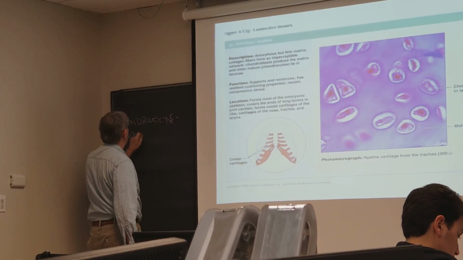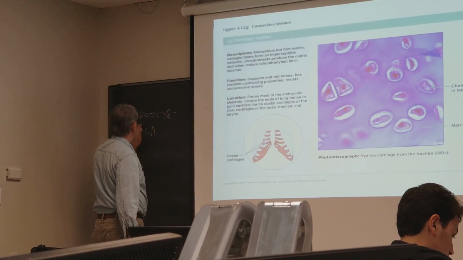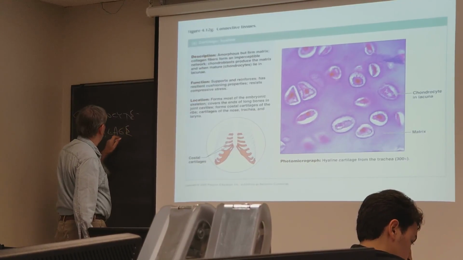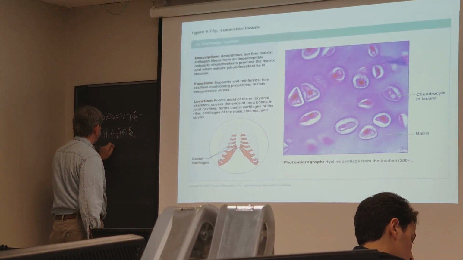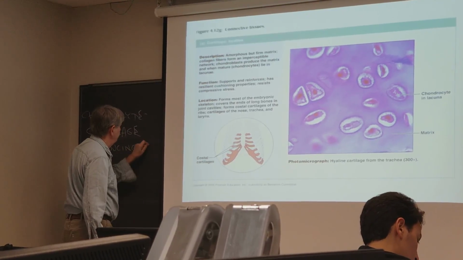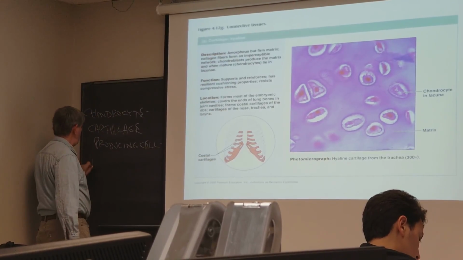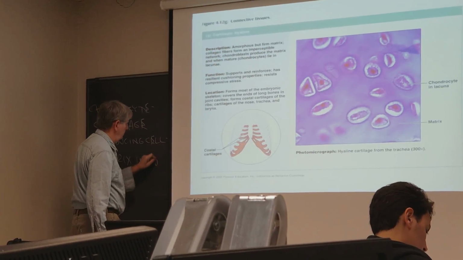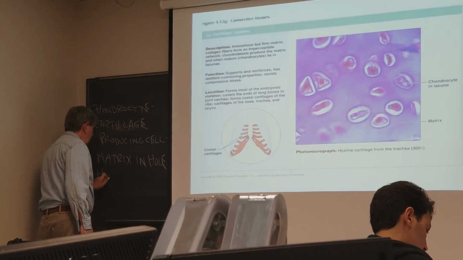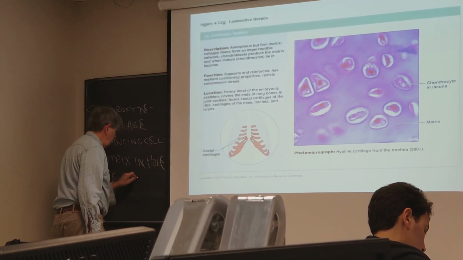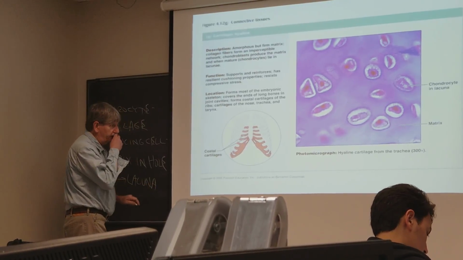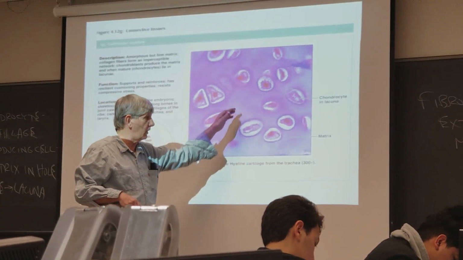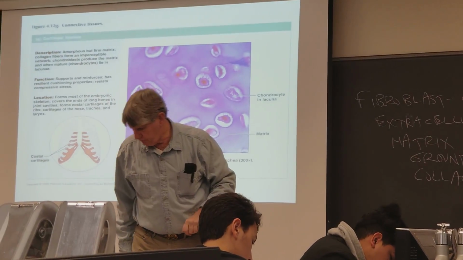This is the cartilage producing cell. All right, cartilage cells are always located in the matrix of the cartilage in a hole, and this hole is called a lacuna. And that is the characteristic feature for cartilage, that you see this kind of smooth background material like we're showing right here. That is the cartilage matrix.